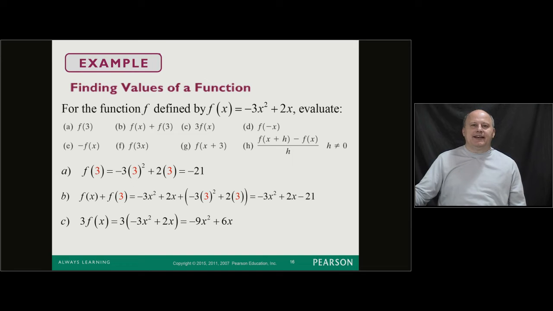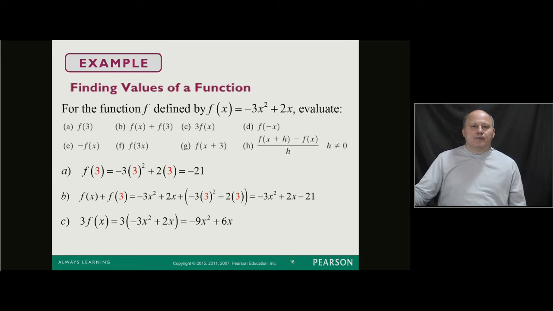And then what is 3 times the function f of x? Well, the f of x, again, is negative 3x squared plus 2x. And then you triple the output. So then it just becomes a distributive property. 3 times negative 3x squared is negative 9x squared, and 3 times 2x is 6x.